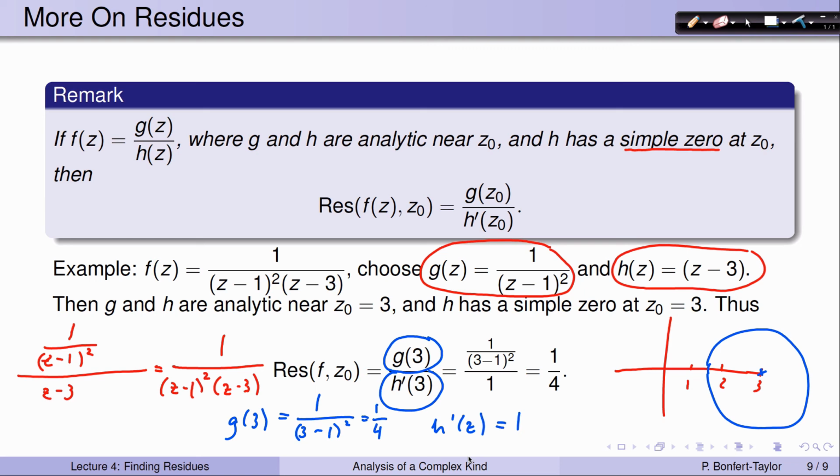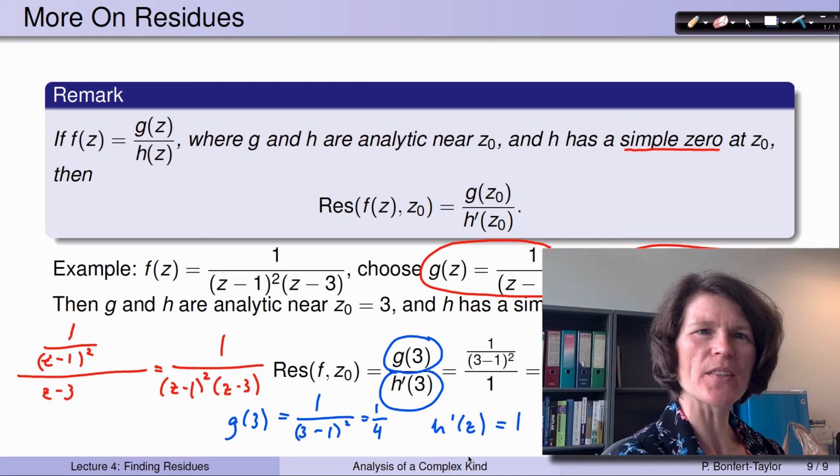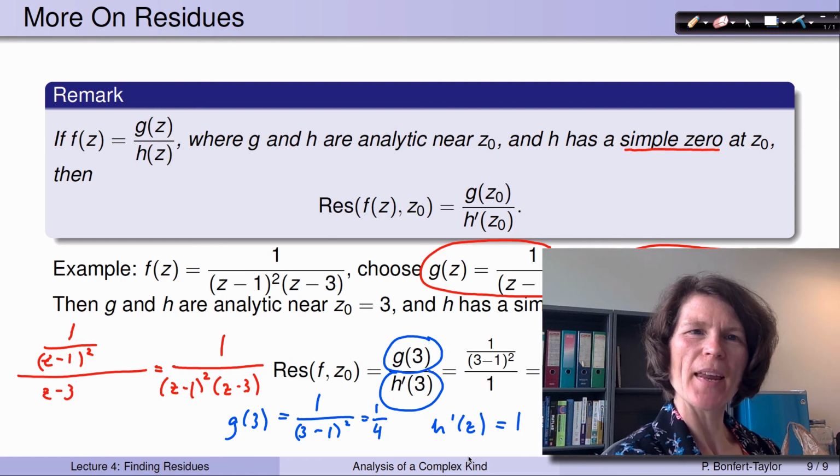We could have just as well found the residue of f using the fact that 3 is a simple pole, and we could have applied that formula. The calculation would have been quite similar. This is just another way of finding residues. In the next lecture, we'll use the residue theorem to find some interesting integrals.